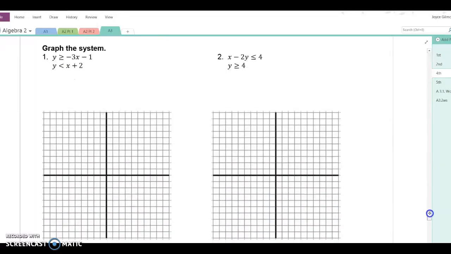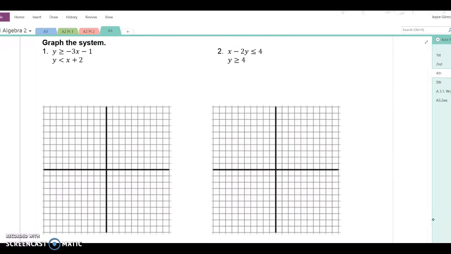We are going to do two examples, numbers 2 and 3. So number 2, first we have this equation, x minus 2y is less than or equal to 4. Is that inequality currently ready to graph? No. What do we need to do? Get the y by itself. So we would subtract x on both sides. That would give us negative 2y is less than or equal to negative x plus 4.